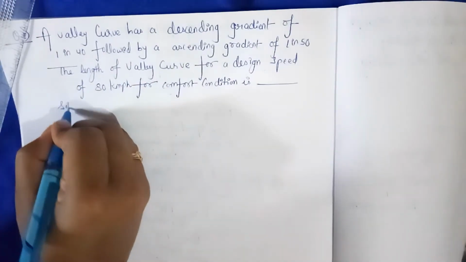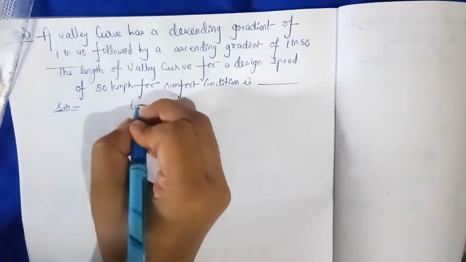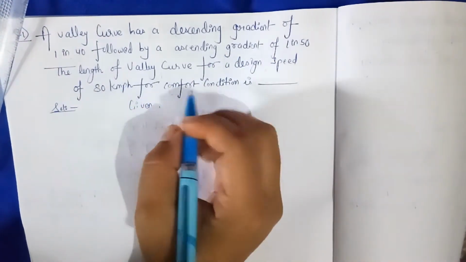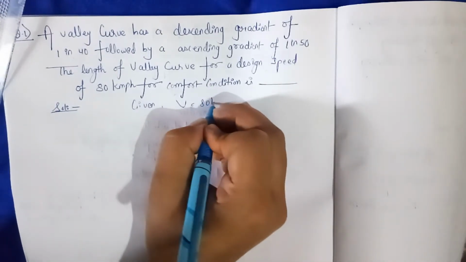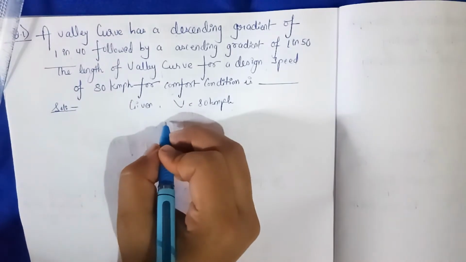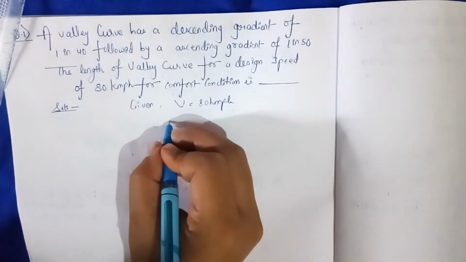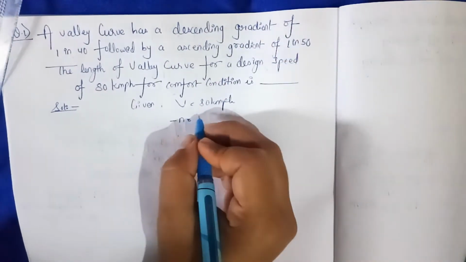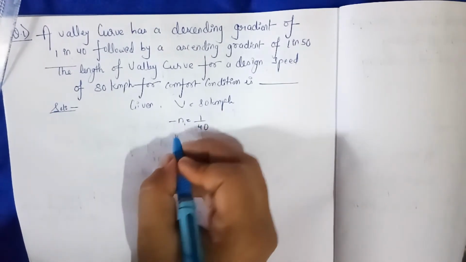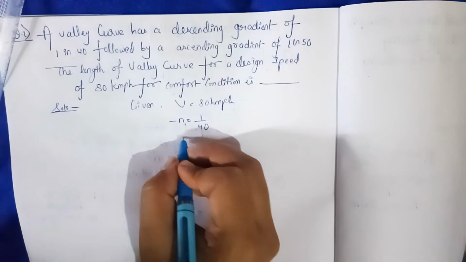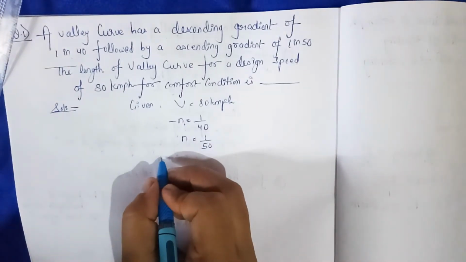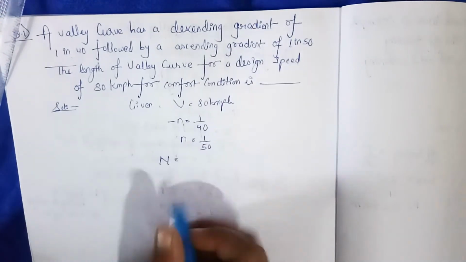So first, to solve the question, write the given values. The speed is 80 km per hour. The descending gradient means minus n1, that is 1 in 40, and the second one is the ascending gradient, that is plus 1 in 50. So we have to find the total gradient of the valley.